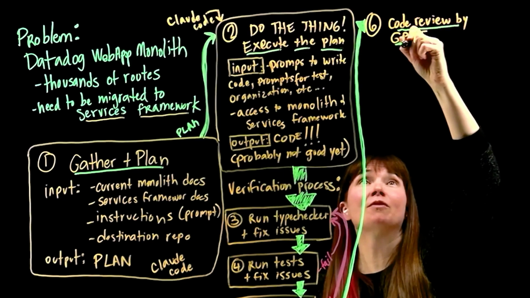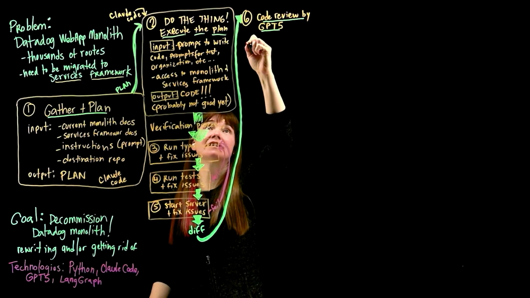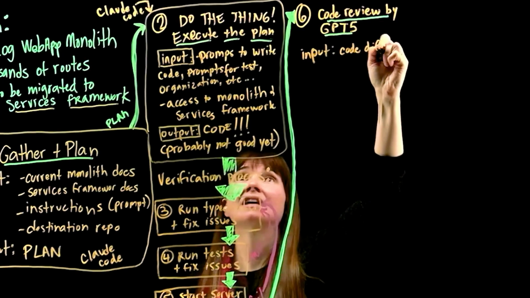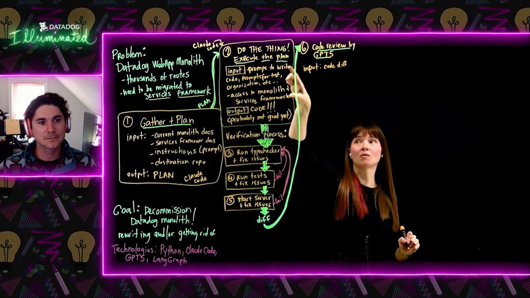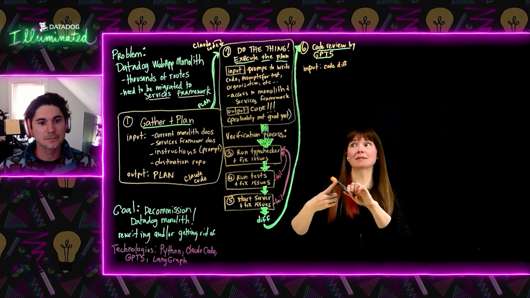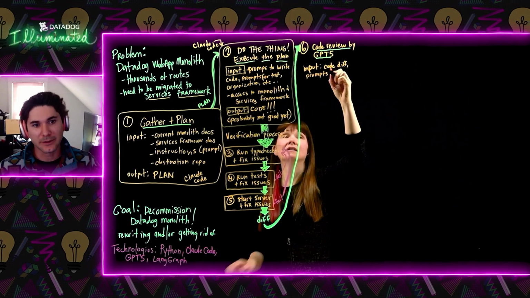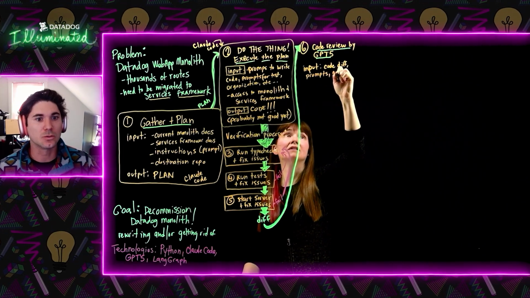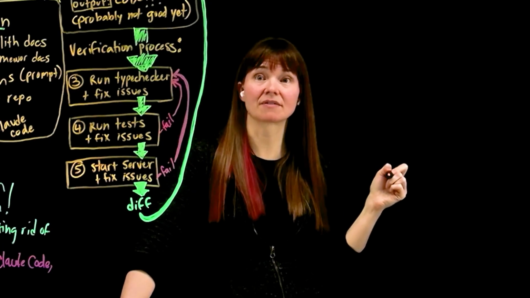And so we're going to do the code review by GPT-5. And so I like talking about inputs and outputs. So the input is the code diff, but it's more than that. Is it basically the same inputs as this, where it has all these prompts plus access to the monolith and the services framework? Yes, we give it prompts. Similarly, we give prompts about the monolith it's operating in, the new service framework, as well as the goal of the migration. And in addition, we give it the diff, and then we also allow it access to read files as it sees fit.